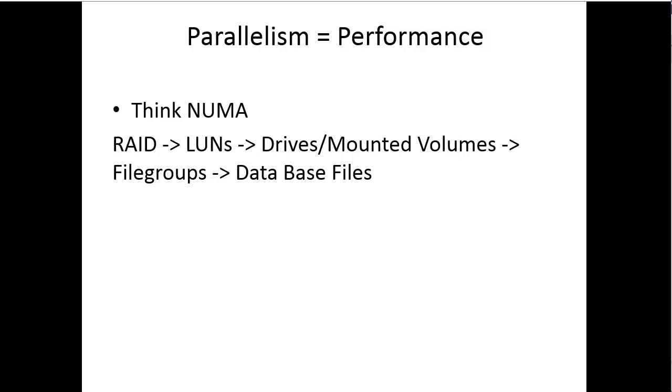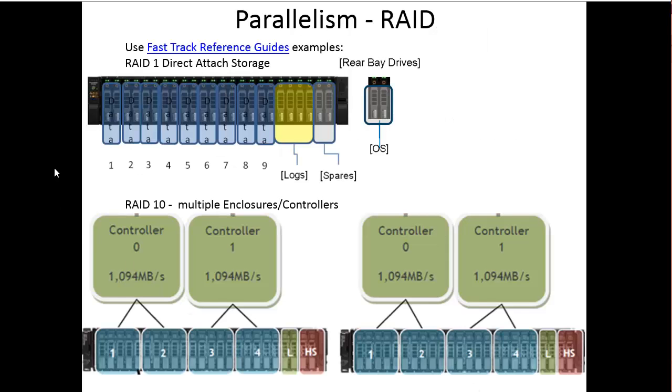And in the next slide, I provide two examples, taken directly from the Fast Track reference guides, which have great information. I highly recommend that you download them and really go through them in great detail. But here's what it looks like starting at the RAID, the disk level.